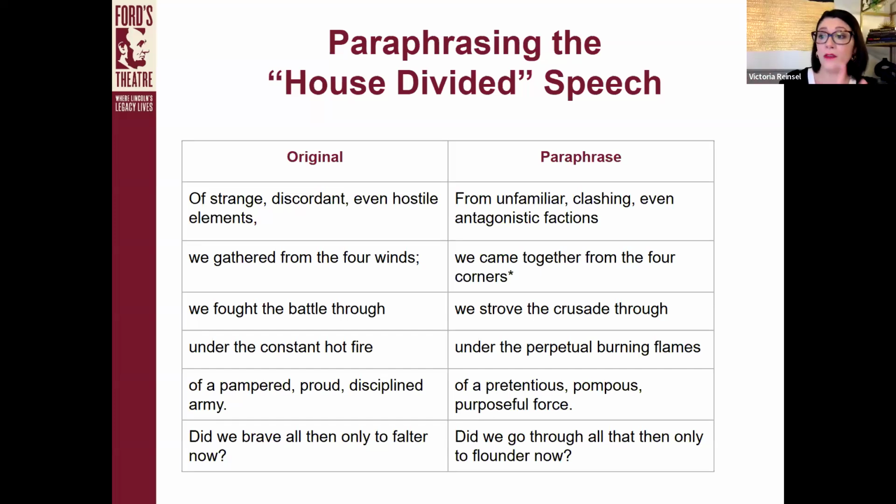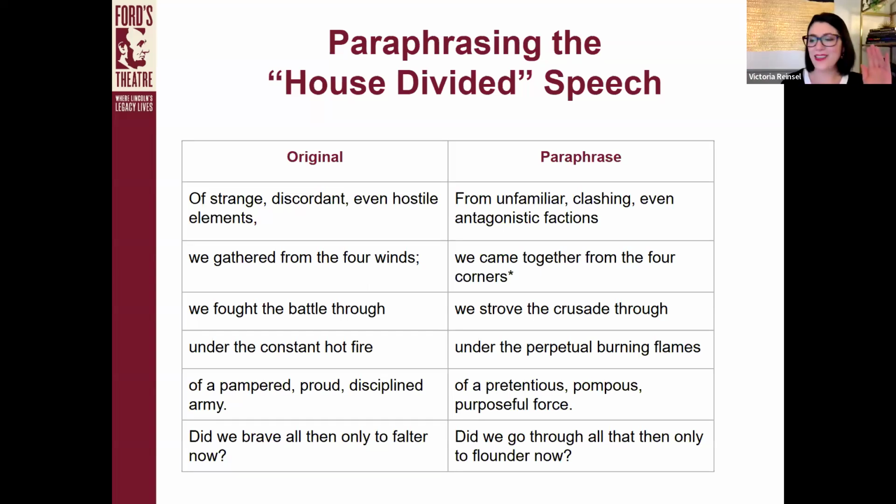So the original is "of strange," and I chunked it up so I wasn't getting tripped by long sentences. I chunked it up by phrases. So "of strange, discordant, even hostile elements," I came up with "from unfamiliar, clashing, even antagonistic factions." "We gathered from the four winds," "We came together from the four corners," which is, again, playing up those Bible references. "We fought the battle through," "We strove the crusade through." I was just playing around with the language. That seemed fun to me, right?